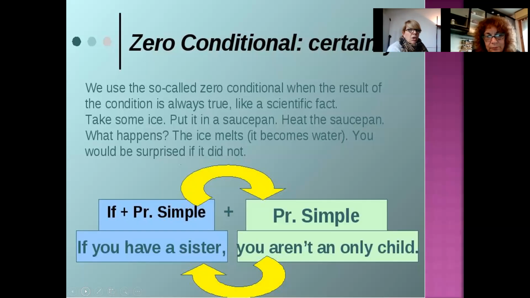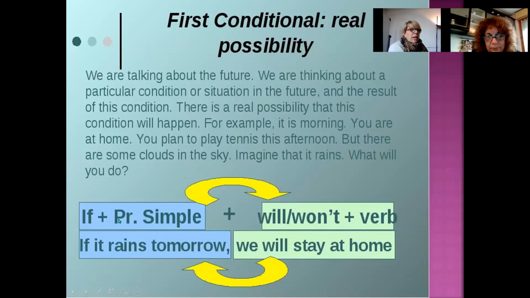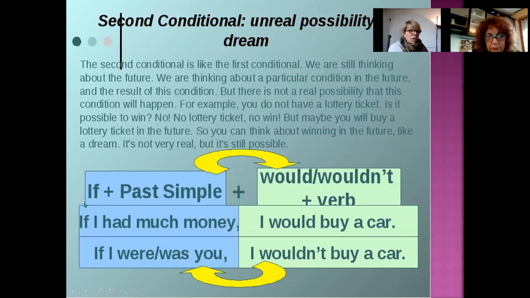Okay. So, just to revise the forms. Zero conditional: present simple plus present simple. Very easy. First conditional: present simple plus will or won't. Okay, if it rains more. Second: if plus past simple plus would, wouldn't, and the verb. If I had much money, I would buy a car. This one is probably the most common one.